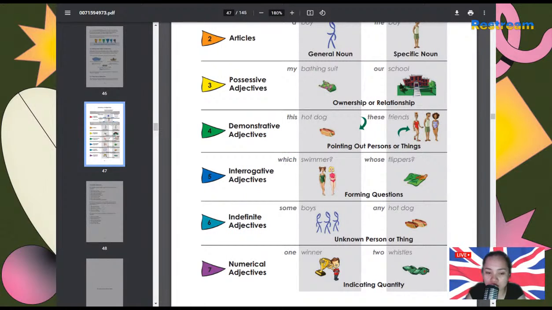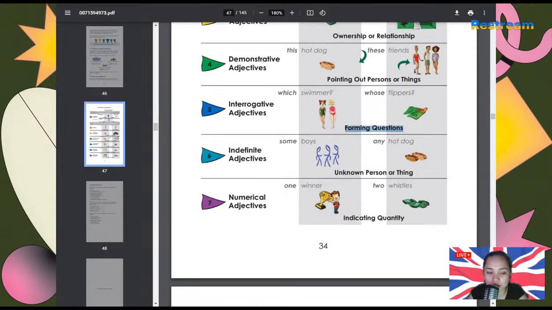While the next one is whose flippers is this? It is also about ownership, but you are asking. Who owns the flippers, or whose flippers? That is to form a question. So we are actually using an interrogative adjective, then we add a noun to ask a question.